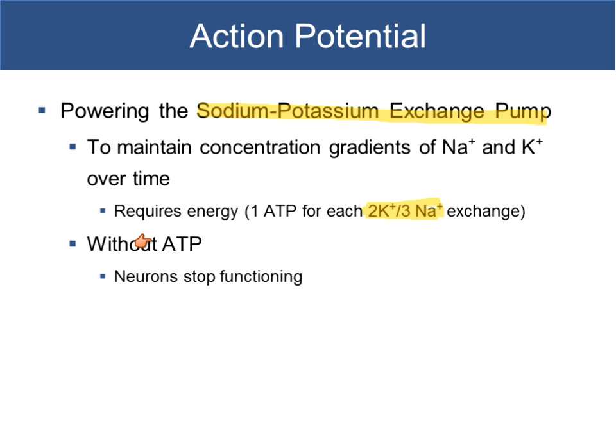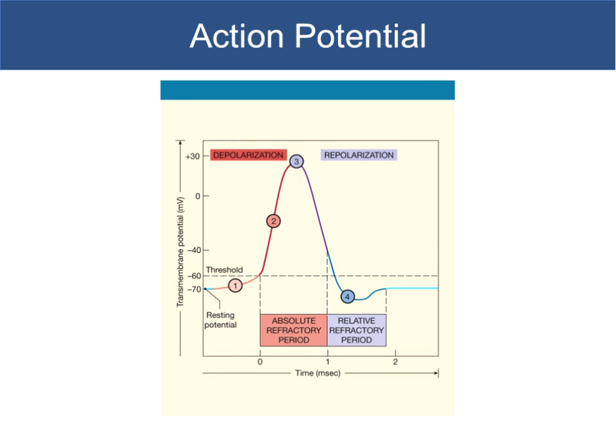So in order to get this pump to work, we need energy. Without energy, the pump doesn't work. The pump doesn't work, we get super negative. We get super negative, we can't generate an action potential. Can't generate an action potential, neurons stop functioning. So that's another very important use of ATP. We talked about in the muscle chapter how we needed ATP to recock the myosin head. If it didn't do that, then you couldn't get subsequent contractions.